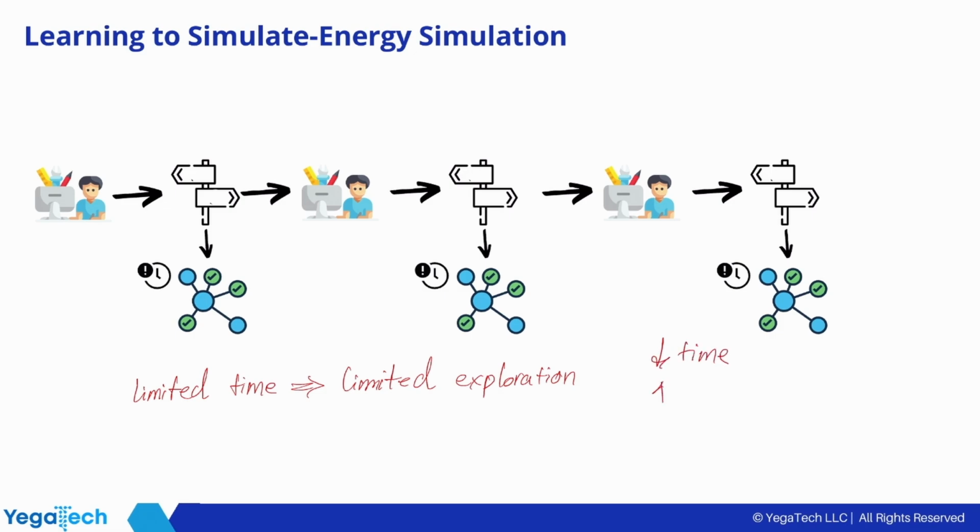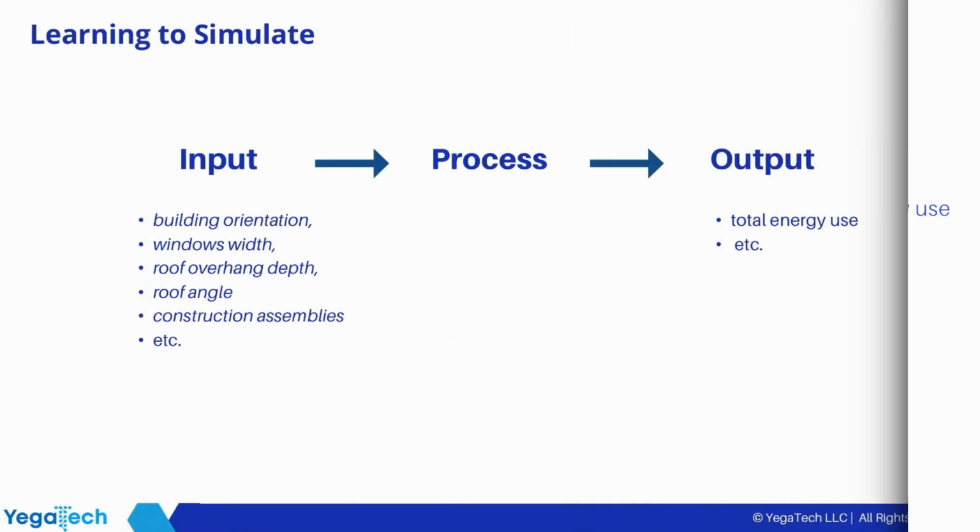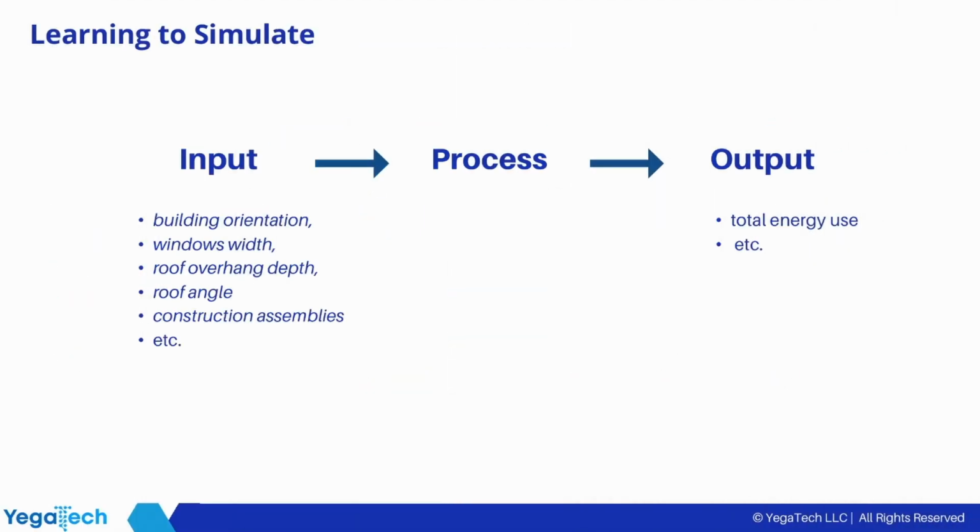They need to reduce the time of simulation to explore more and find high-performing building solutions. Otherwise, their buildings will produce more carbon, consume more energy, and have poor lighting conditions, which brings negative impacts on the health and well-being of occupants. Similar to the structural engineering example, by providing enough examples of the input and enough examples of the output, the machine learning model can learn the process that connects the input to the output.